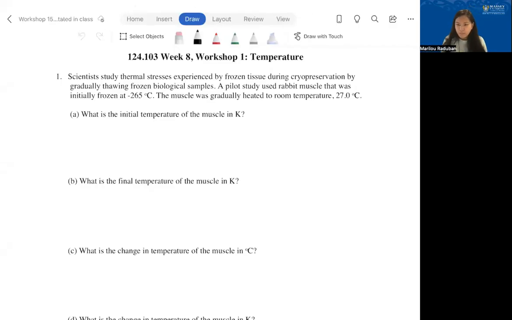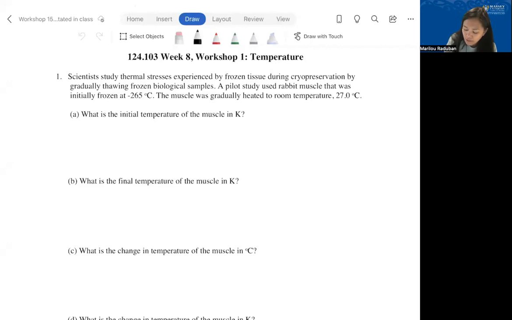All right, everyone. Let's look at the solutions to the questions in the worksheet. So the first question is converting Celsius to Kelvin. For the first one, we are asked to convert the initial temperature from Celsius to Kelvin.